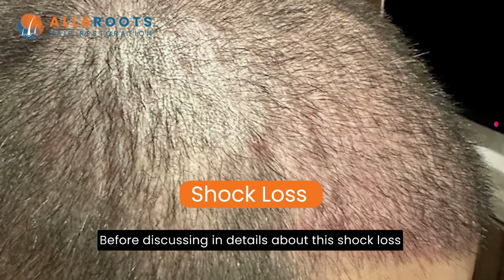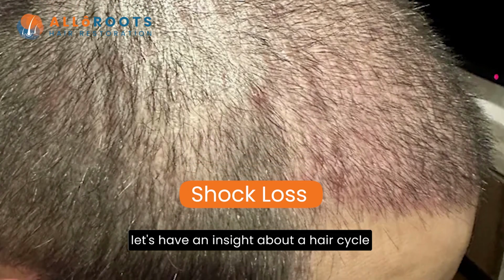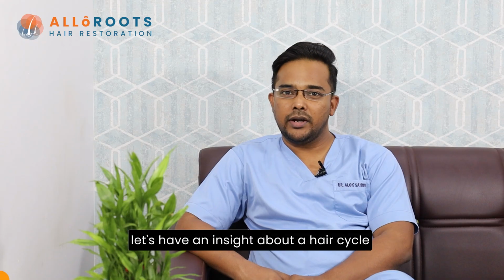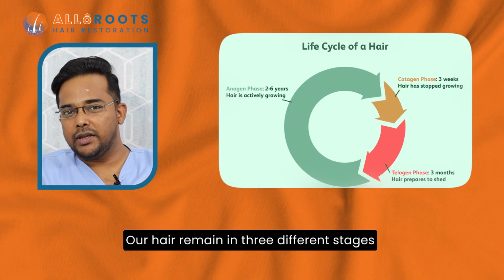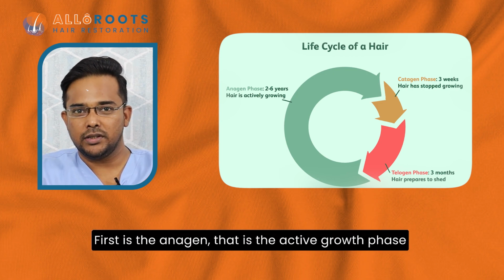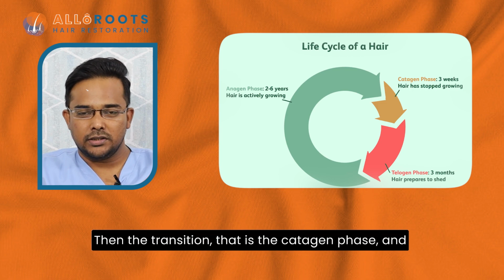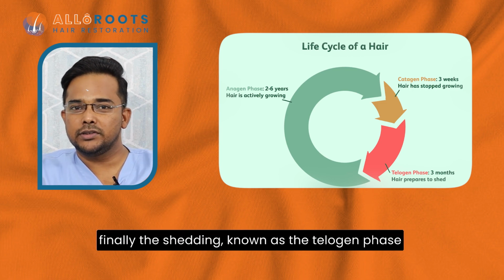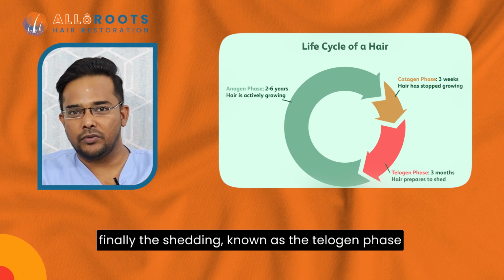Before discussing in detail about this shock loss, let's have an insight into the hair cycle. Our hair remains in three different stages. First is the anagen, that is the active growth phase, then the transition, that is the catagen phase, and finally the shedding, known as the telogen phase.